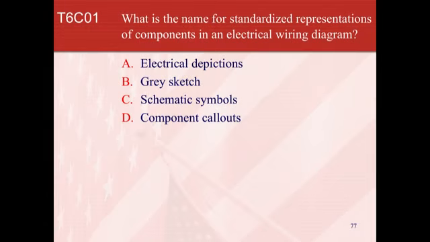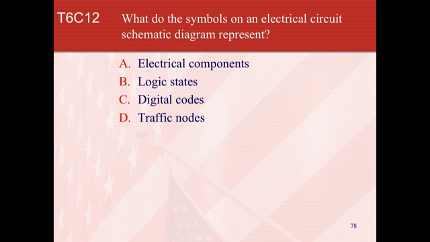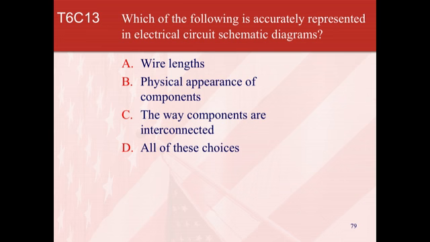Number 1, what is the name for the standardized representations of components in an electrical wiring diagram? C is correct. What do the symbols on an electrical circuit schematic diagram represent? Correct. Which of the following is accurately represented in electrical circuit schematic diagrams? The way components are interconnected.